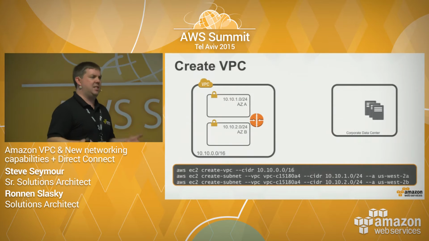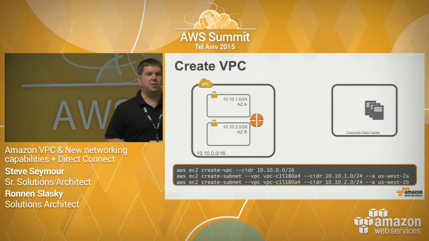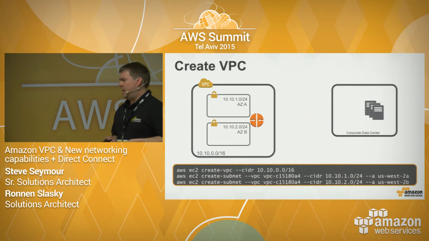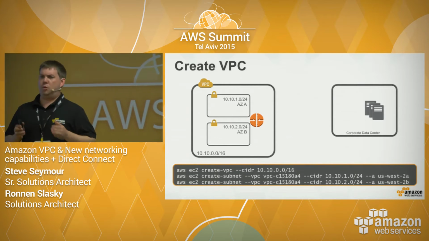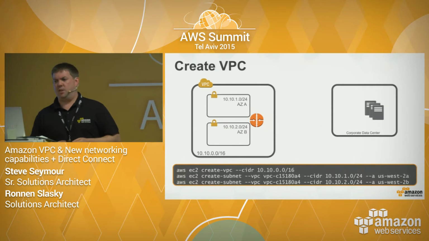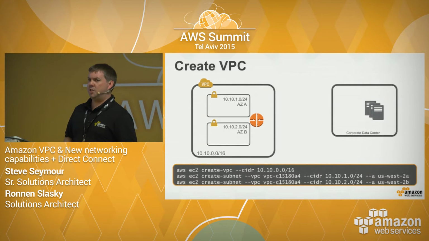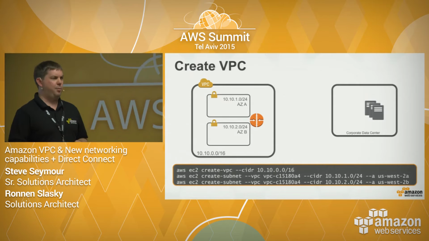And that now gives us the container to hold the rest of our resources. Once we've done that, we need to create some subnets within that VPC. Now, a subnet is assigned to a particular availability zone. So the two final commands you see on the screen here at the bottom are requests to create a subnet.